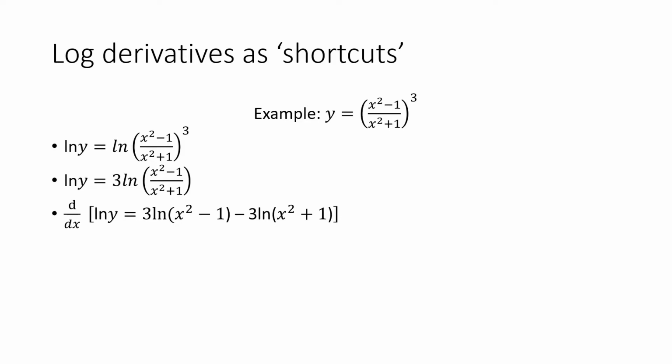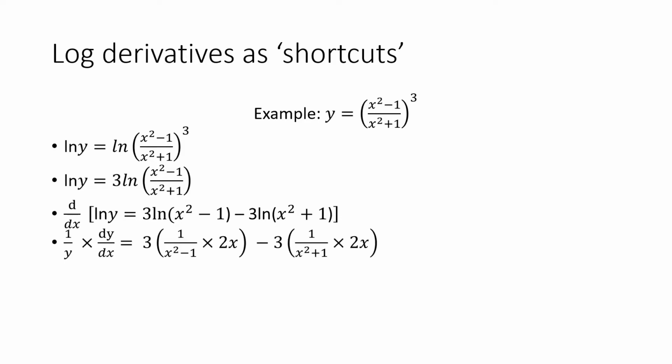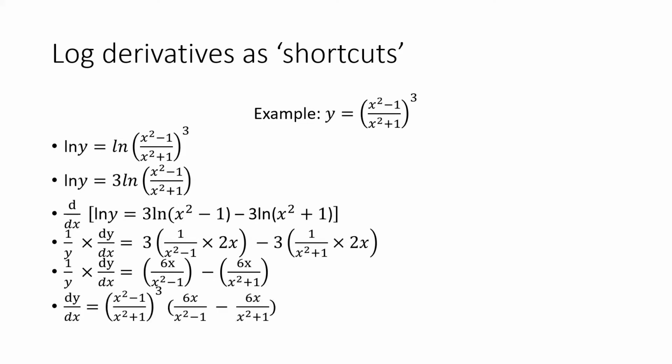So the derivative of ln of y is 1 over y times the derivative of the input, which is dy over dx. Then for ln of x squared minus 1, 1 over the input times 2x. And for ln of x squared plus 1, it's 1 over x squared plus 1 times 2x. After, I'm going to just simplify, clean up the equation a bit. And finally, times the whole equation by y, in which I would replace y by its original input.